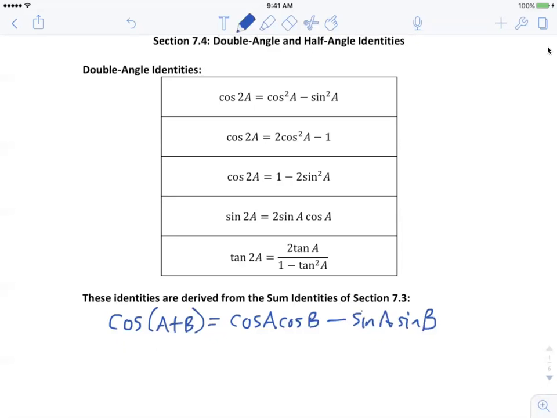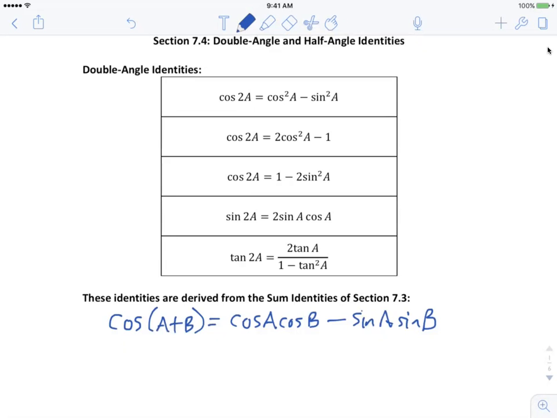Gonna take a look at 7.4, more identities. Woohoo! These are double angle and half angle identities. Just more identities that you're gonna see in calculus and use for a variety of applications. All of these identities, we're gonna start with the double angle, are derived from the sum identities from the previous section. So just to give you a look of how that works, they're pretty easy to derive.